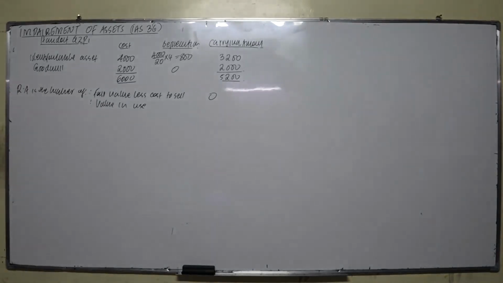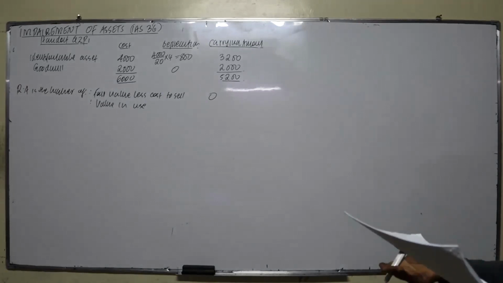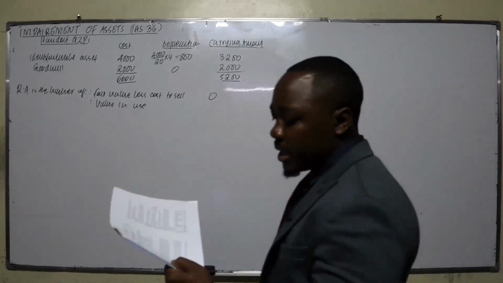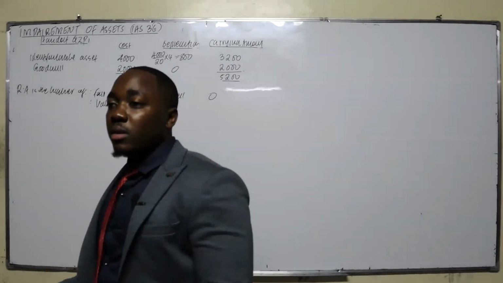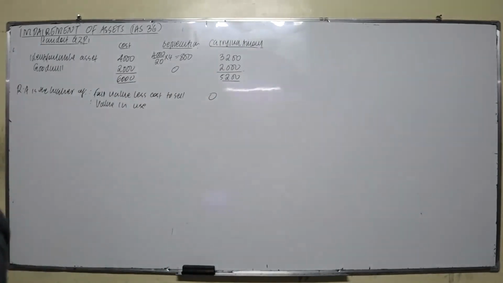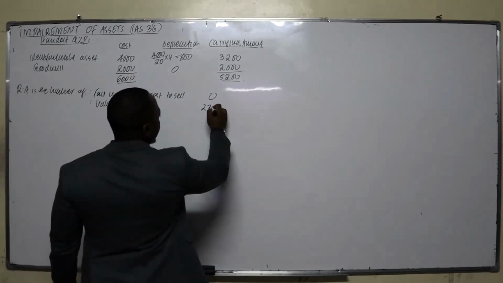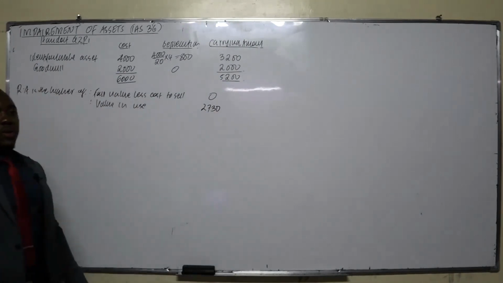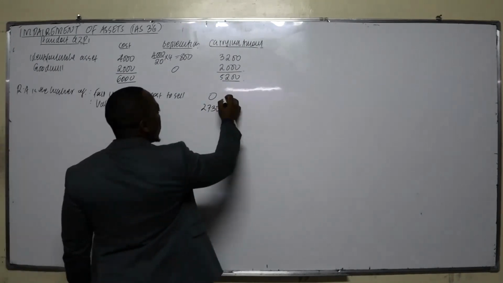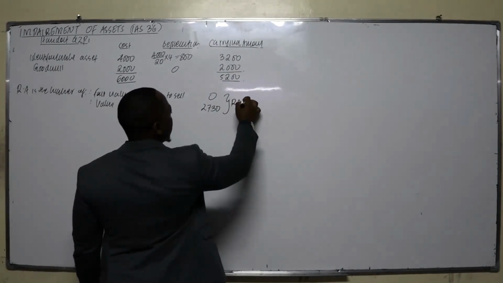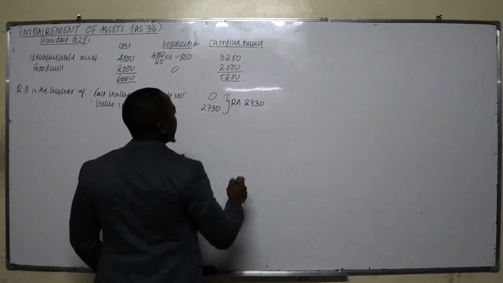You are told that the fair value less cost to sell in the operation of country A cannot be estimated since a buyer could not be found. So if you cannot get a buyer, that means you cannot sell. If you cannot sell, you recover nothing from the market. But we are told that the value in use is calculated at 2.73 M. So the recoverable amount is the higher of the two. So how much will be the recoverable amount? 2.73.